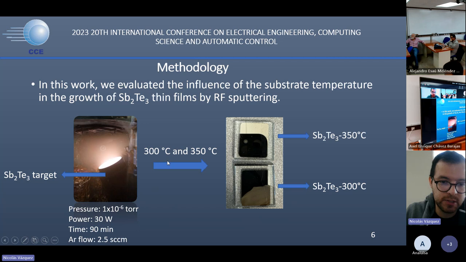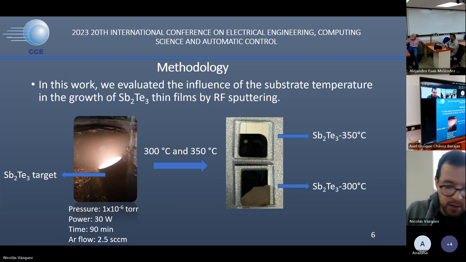We used a substrate temperature of 300 degrees Celsius and 350 degrees Celsius in order to get two different samples. One deposited at 300 Celsius and another at 350 Celsius. We can clearly see that there's no visible difference between the two, but obviously there are differences when it comes to the microstructure of the samples.